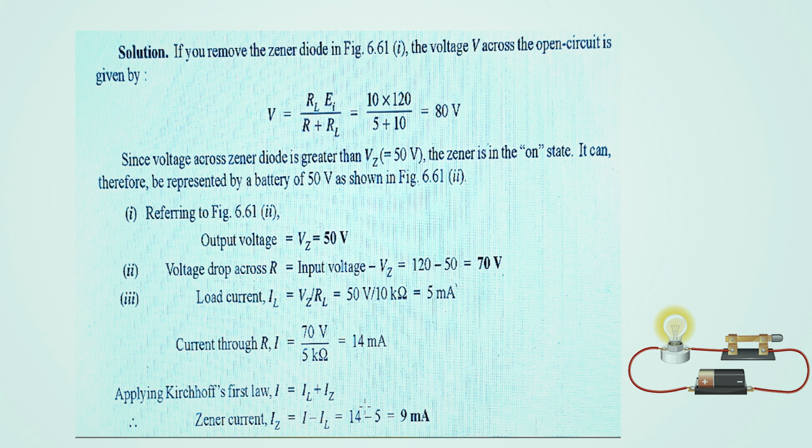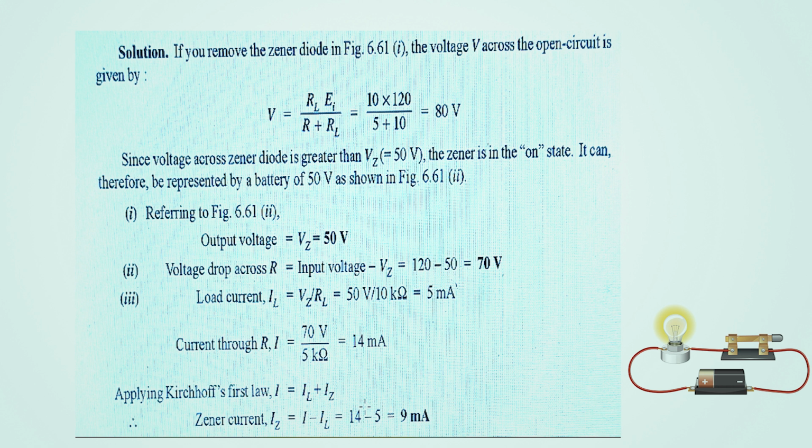Since the Zener is working, the output voltage E naught is always equal to Vz whenever the condition holds. And next is the voltage drop across R. It is found out by the input voltage minus Vz. So, the input voltage here is 120 volt and the Zener voltage is 50 volt. So, the voltage drop across R comes out to be 70 volt.